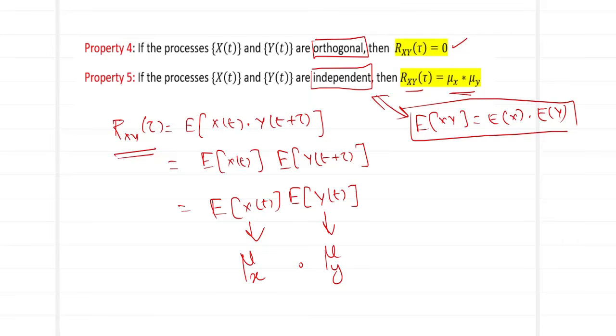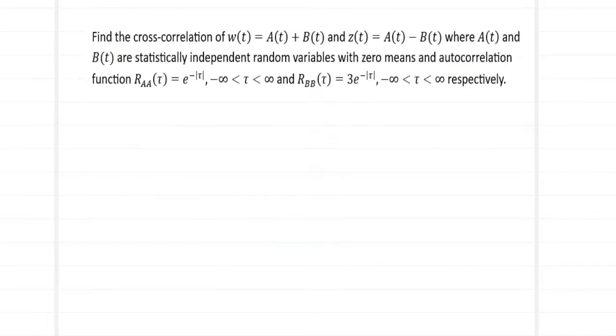Now we will apply these properties to a problem. Find the cross correlation of W of t and Z of t defined as A of t plus B of t, and A of t minus B of t, where A and B are statistically independent. So A and B are independent random variables. The next quantity given is they have zero mean. And the third quantity given is the autocorrelations Raa and Rbb, which are e power minus mod tau and 3 e power minus mod tau. Now our goal is to find the cross correlation.